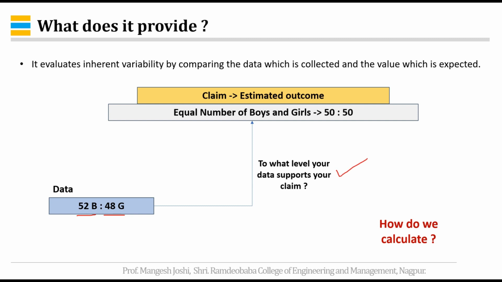If you get 51 boys and 49 girls, then what will be your conclusion? If you get 40 boys and 60 girls, then what will be your conclusion? At which point will you say that there are an equal number of boys and girls? For that you have the chi-square test. Let us see how we calculate it.